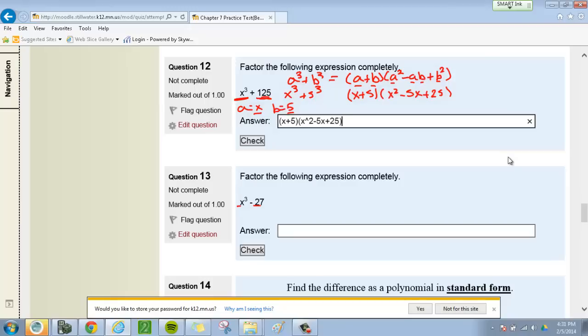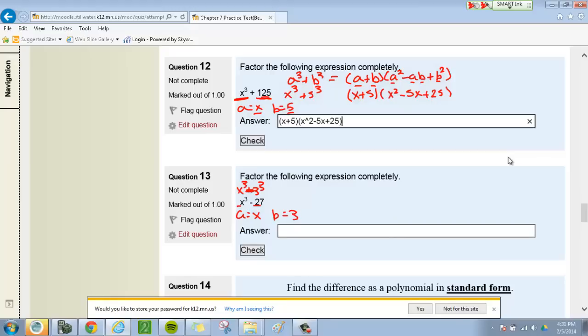And the same for this one right down here. We've got to make these perfect cubes where I know my a is already x. So I've got to figure out what my b is. Well, 3 to the third power is 27. So I have x to the third plus, or minus, sorry, that's minus 3 to the third. So my b is equal to 3.